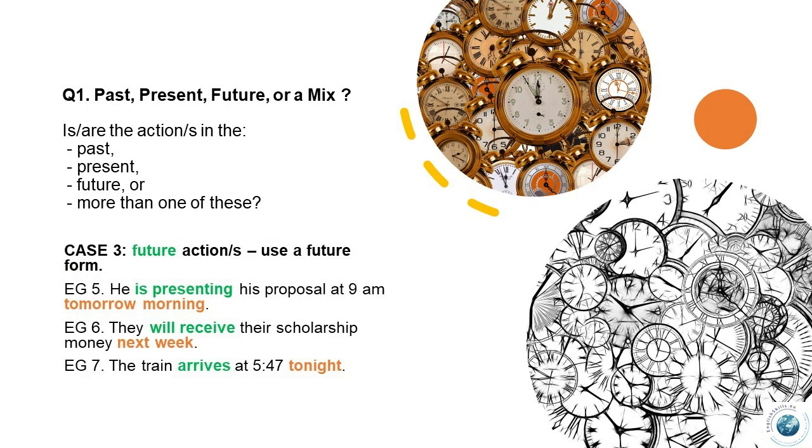Now case 3. Future actions with which we use a future form. Example 5. He is presenting his proposal at 9 a.m. tomorrow morning. Example 6. They will receive their scholarship money next week. Example 7. The train arrives at 5:47 tonight.